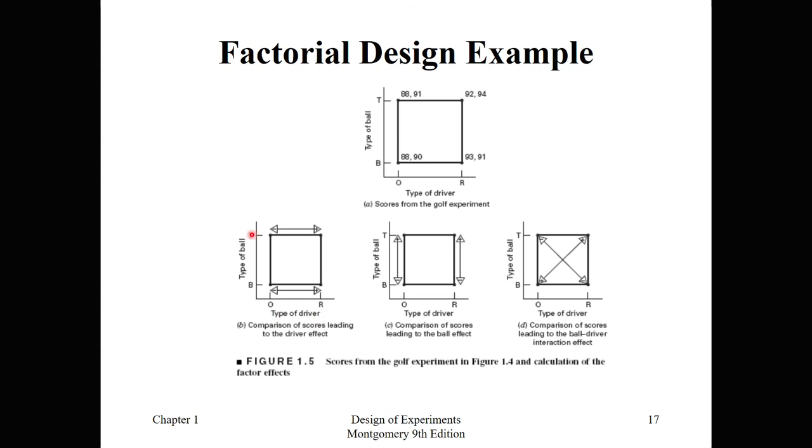If I'm looking at the type of ball, then I want to look at the first ball score versus the second ball score. If I'm looking at the type of driver, I want to look at the first driver score versus the second driver score. And then if I want to look at the interaction, so what if some balls work better with some drivers? Then what I look at is the diagonal, and I'm literally going to take an average.